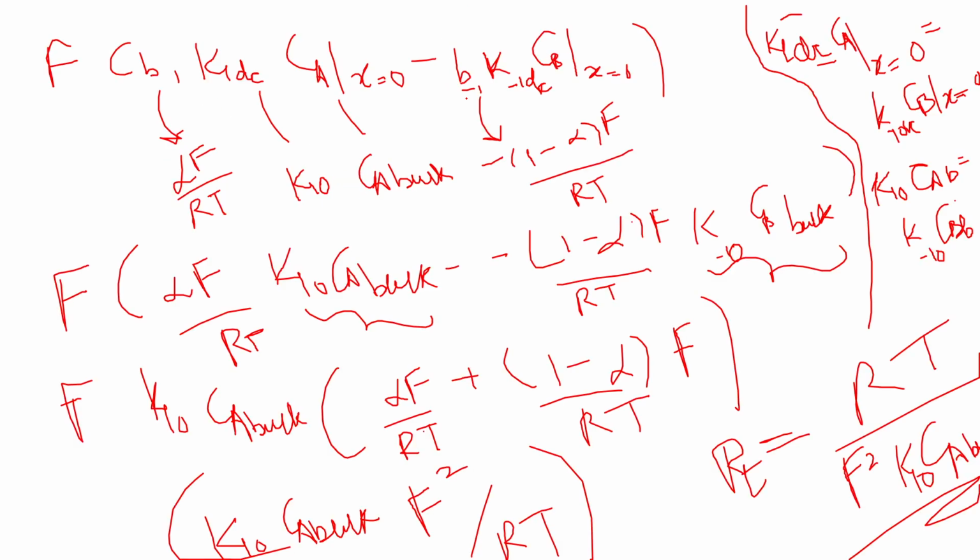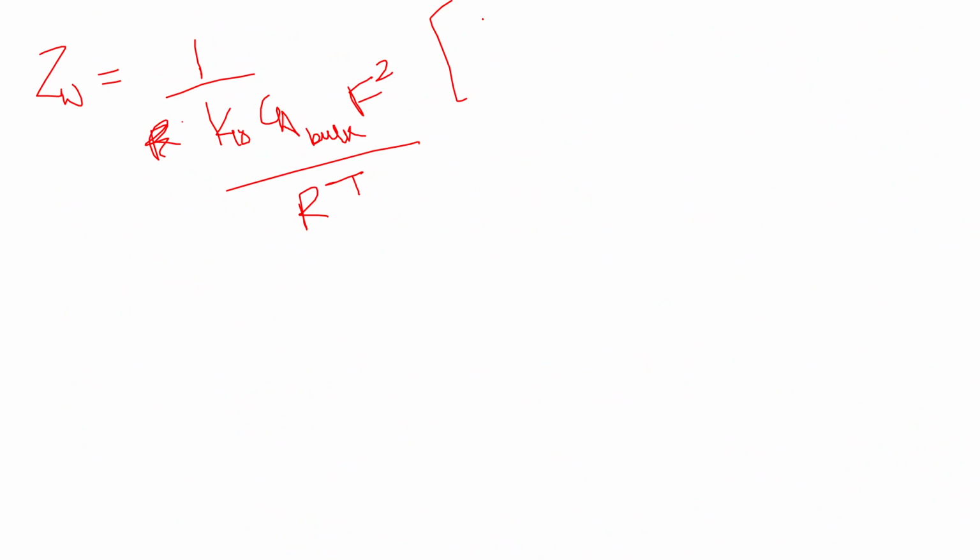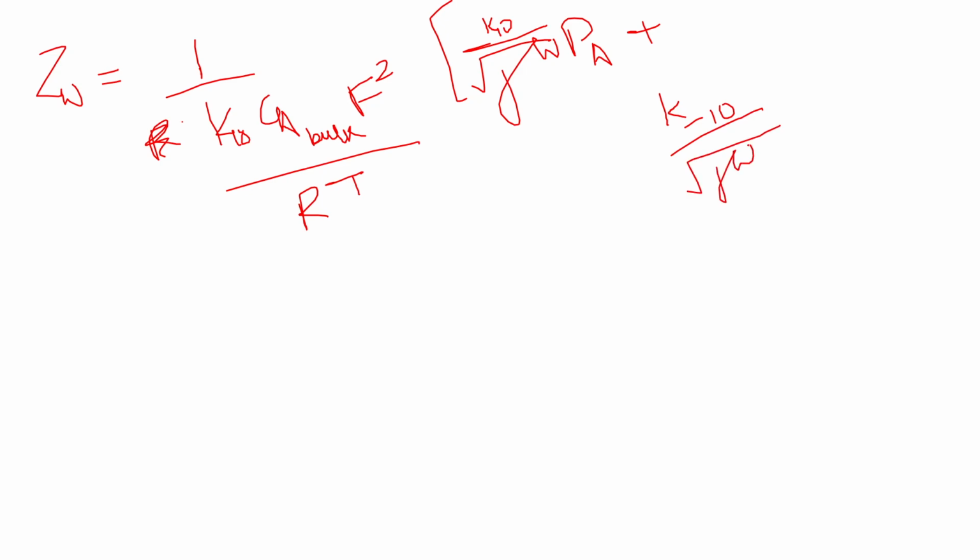Into K1 DC by root of j omega dA. K1 DC is nothing but K10, so K10 root of j omega dA plus K minus 10 root of j omega dB.